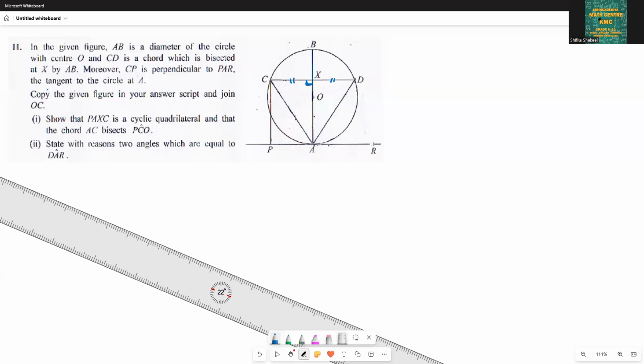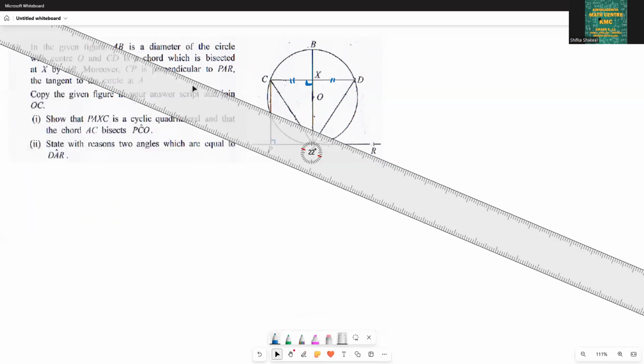Moreover, CP is perpendicular to PAR, the tangent to the circle at A. Perpendicular means right angle, 90 degrees. Copy the given figure on your answer script and join OC.